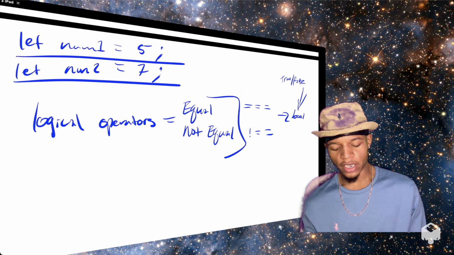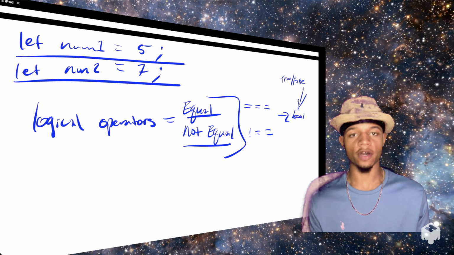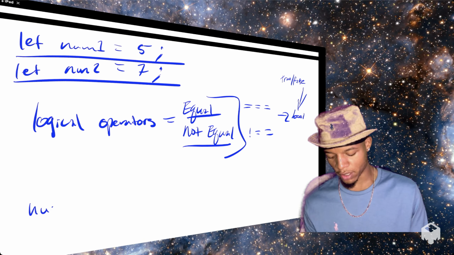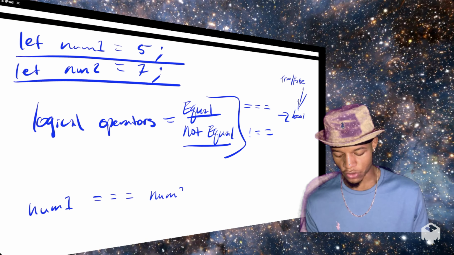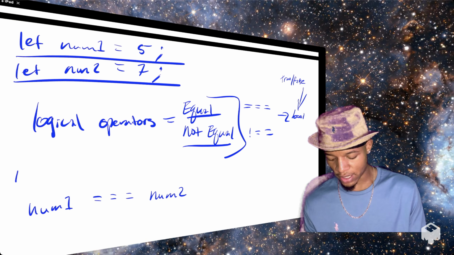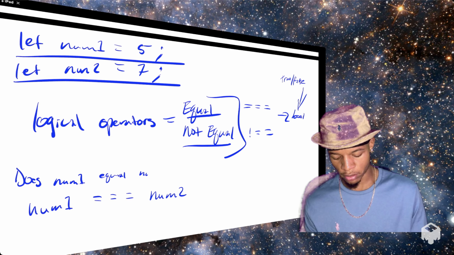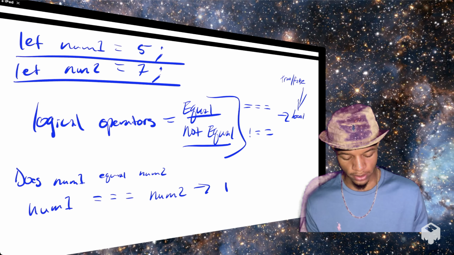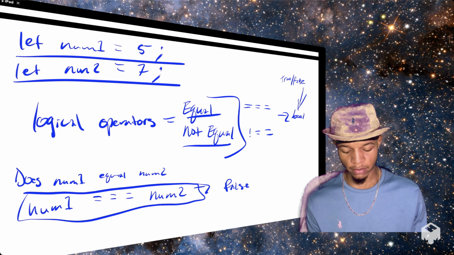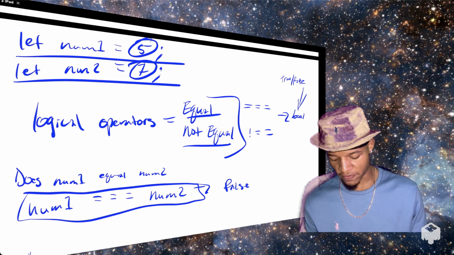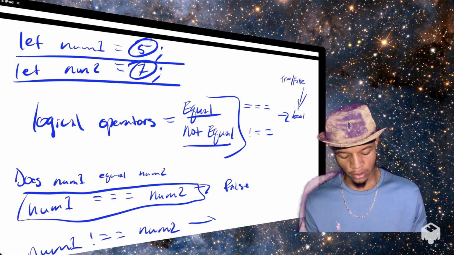If you think about it, equal, not equal, you're taking two different things and asking if they're equal or not. It's true or false. Let's do that with num1. We say num1 equal num2. I sometimes read this as, does num1 equal num2? And the result would be false. This statement in itself comes out to be false, because 5 and 7 aren't equal. But if I say num1 doesn't equal num2, then that's a true statement.